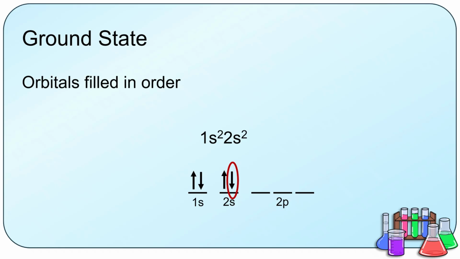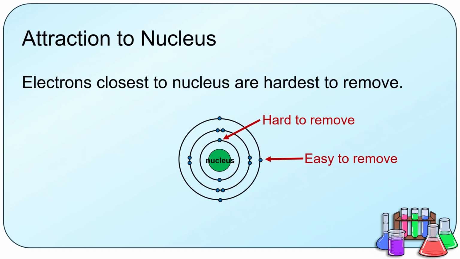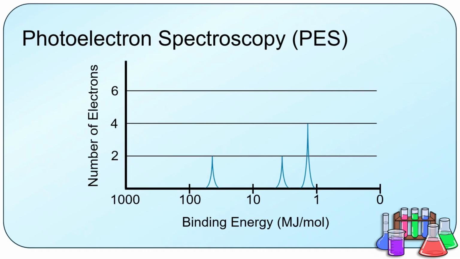The next thing I want to talk about is how electrons closer to the nucleus feel stronger attraction to the protons, so they are harder to remove from the atom. This leads us to something called Photoelectron Spectroscopy, or PES. On a PES, you'll see all the electrons of an atom graphed according to how much energy it takes to remove them. Each peak represents a different orbital.